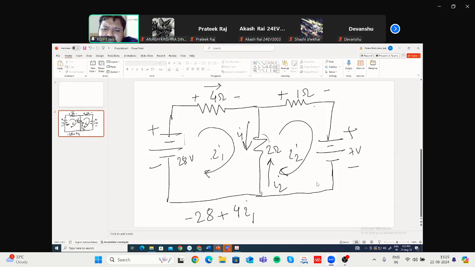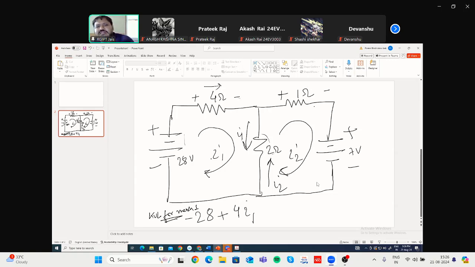If I1 is greater than I2, then definitely the net current through the 2 ohm will be I1 minus I2, in the downward direction. But if I2 is greater than I1, then the net current through the 2 ohm will be I2 minus I1, flowing from bottom to top. But we don't know the actual values of I1 and I2. That will come later. So while writing the KVL equation, that means we are writing the KVL equation for mesh 1.